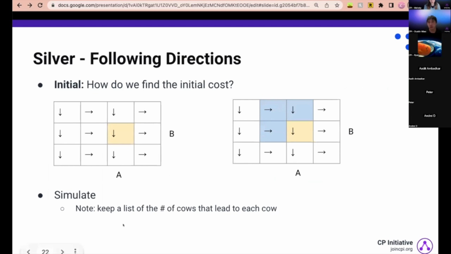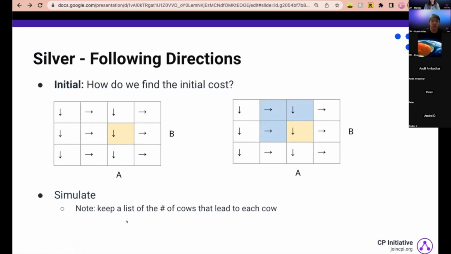So let's start with the first part. How do we find the initial cost? The basic idea is just to simulate through it. There are, I think, a variety of different ways you could do it, but some things that I've seen are using a prefix sum version or recursion. But the basic idea is to simulate through it.